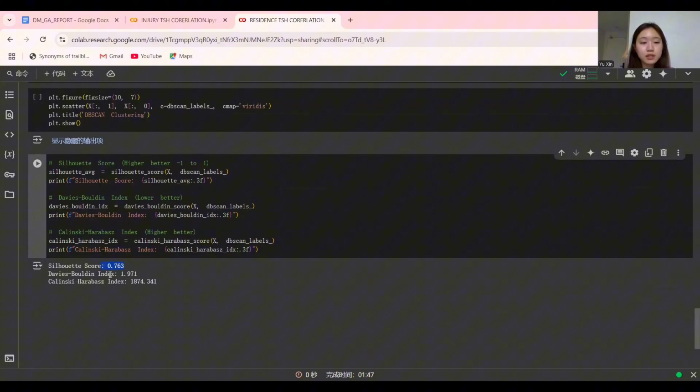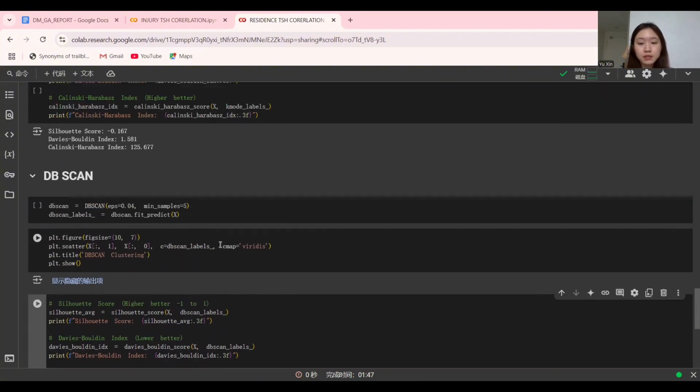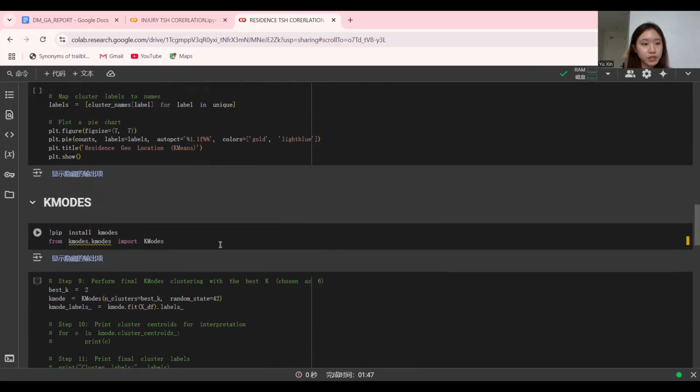DBSCAN achieved the highest silhouette score of 0.763 and a DBI score of 1.971 and a chi-score of 1874.341. So overall, K-means proved to be the better choice as it maintained the balance between compactness and separation.